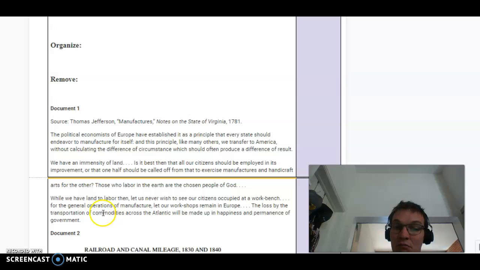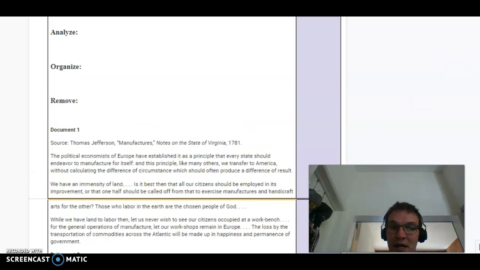We're going to lose some money because we won't have factories, but we're going to be super happy because remember, Jefferson's like, we're going to be free. We're going to be independent. No one's going to have a boss. We're all going to have small farms. So this is the one I'm going to analyze.